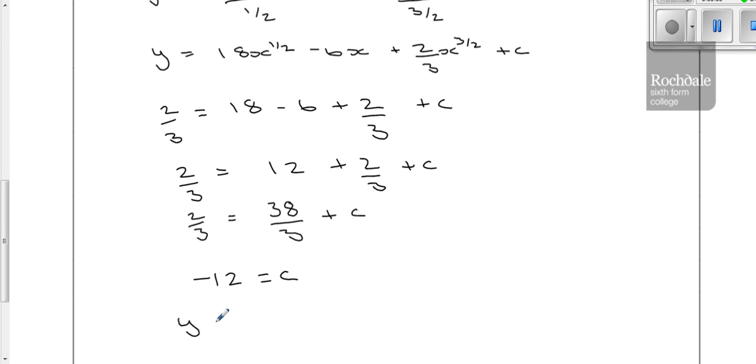We've been asked to find y in terms of x. That just means that you've got y equals. It's making y the subject. So we need to write out our particular solution. And that is when c is equal to minus 12. So it's what we integrated with a minus 12 on the end. And that is the answer to this question.